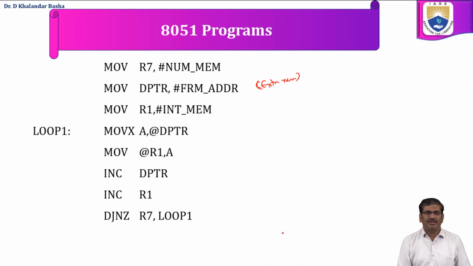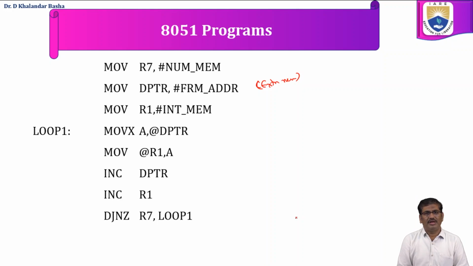Next, data from the external memory to accumulator by using MOVX A, comma, @DPTR. From accumulator to internal memory by using the instruction MOV @R1, comma, A. For pointing to the next memory location, increment DPTR, increment R1. So this loop has to be repeated until R7 is equal to 0. For that you write DJNZ R7, comma, loop 1. Thus we have copied the external memory data into internal memory.